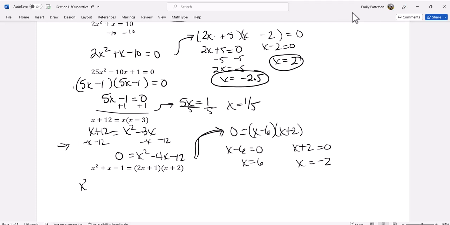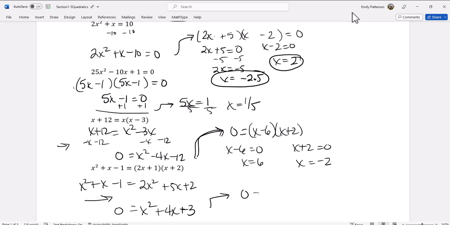So doing the same thing, I've got x squared plus x minus 1, and then I've got to distribute this. This is going to be 2x squared, 1, and that's plus 5x plus 2. And then let's subtract all of these things to go over this way. So we have 0 is equal to x squared plus 4x, excuse me, plus 3.